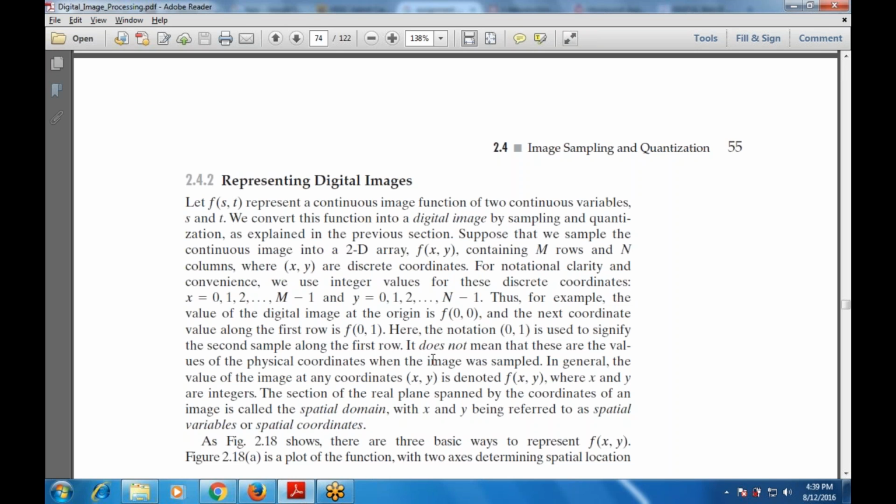Here the notation f(0,1) is used to signify the second sample along the first row. That means there are coordinates 00, 01, 02, and so on. There are multiple coordinates that are used with digital images. And it does not mean that these are values of the physical coordinates. No, that is not the physical coordinate that is used.